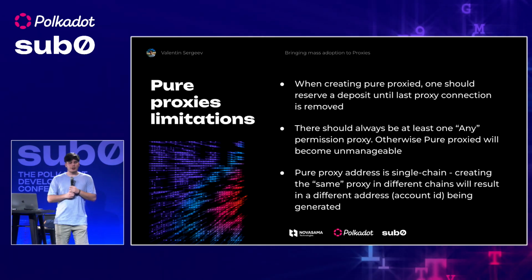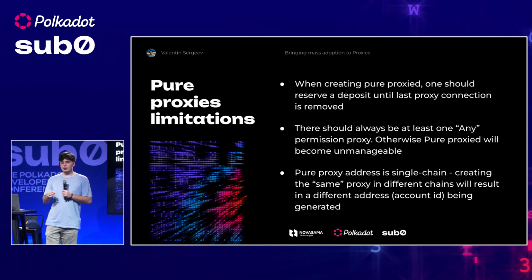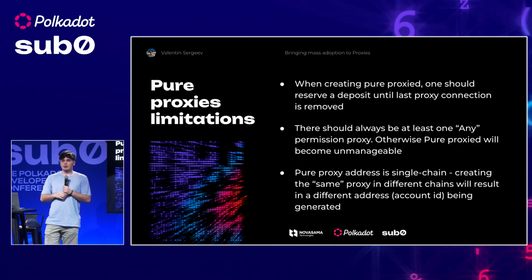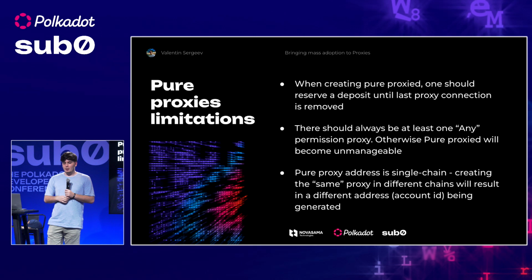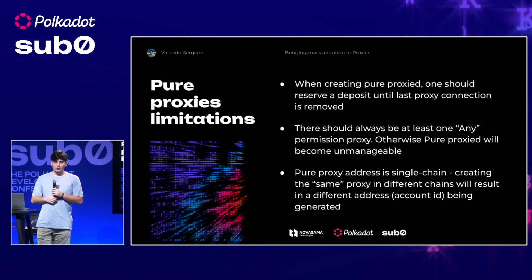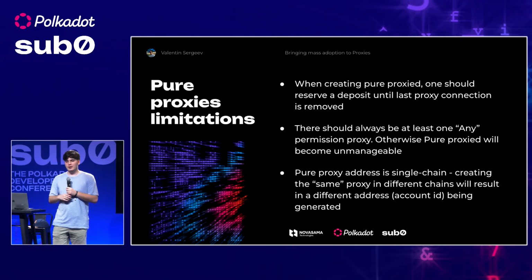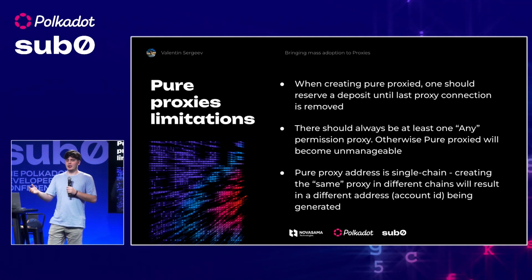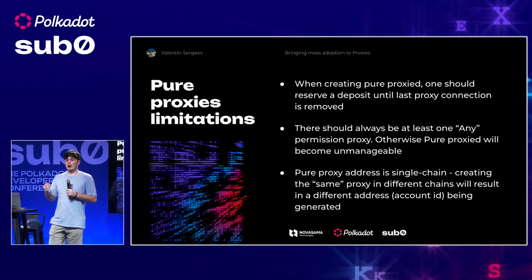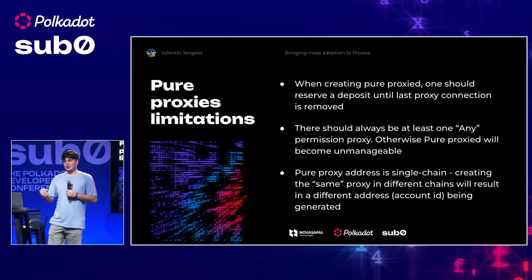Again, there are a few limitations, like the deposit and what I mentioned earlier, that you should always have some permission to manage your pure proxy for it to be manageable. The other obvious thing is that a pure proxy address is single chain. If you try to create a proxy for some of your accounts in different chains with the same proxy type, it will have a different address and a different account ID across those chains. That's because of how the pure proxy address is generated.